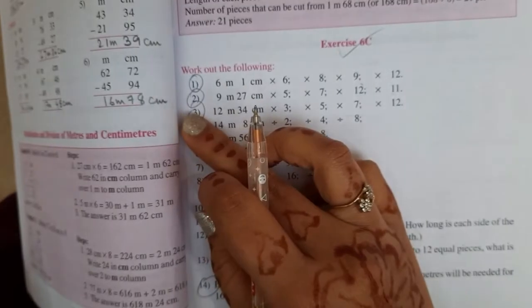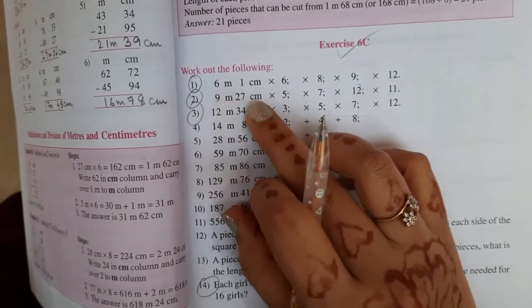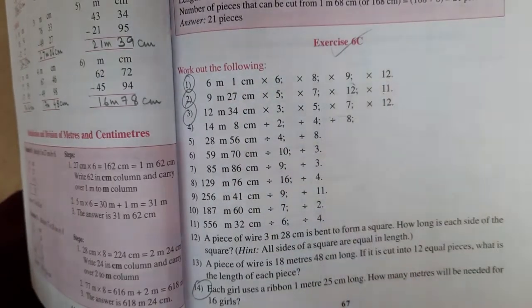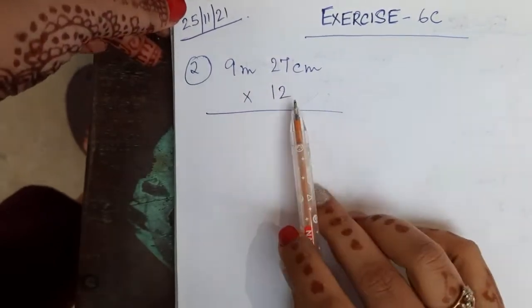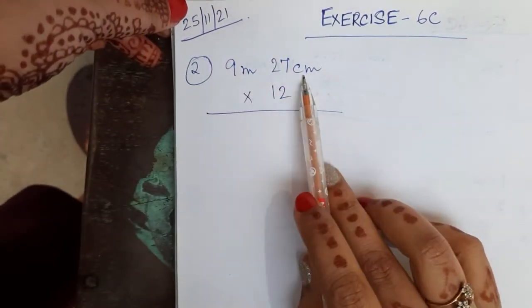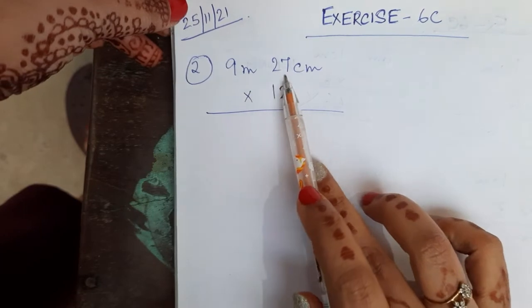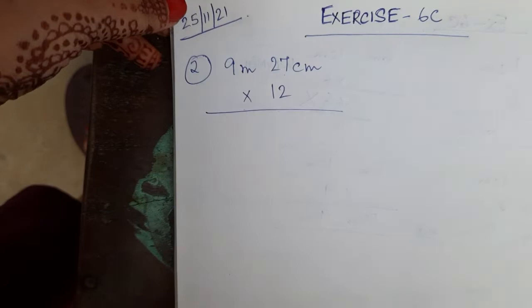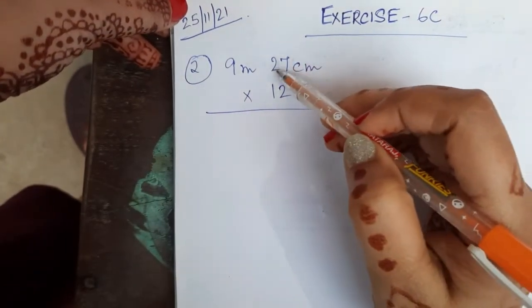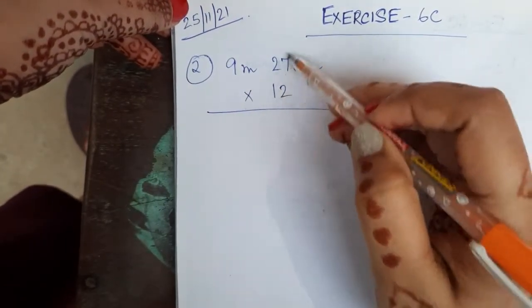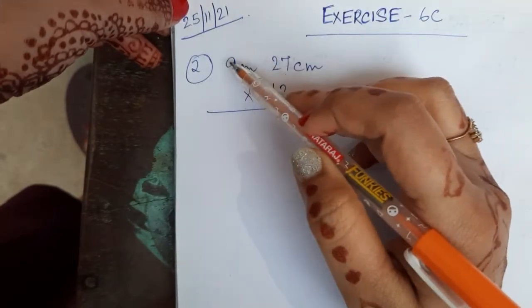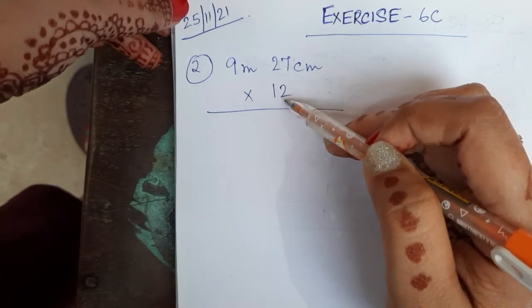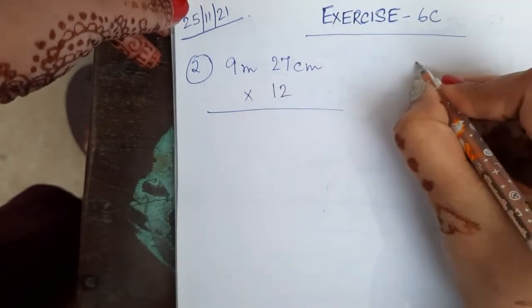So let's do question number 2. 9 meter 27 centimeter multiplied by 12. Let's start then. Now see here students, I have written the question here. 9 meter 27 centimeter multiplied by 12. Now focus students. First we are going to multiply 27 into 12 separately. We are not going to include 9. We are first going to multiply these two numbers separately. Okay, let's do it here.